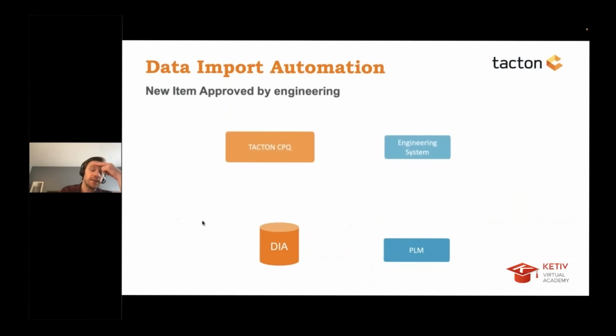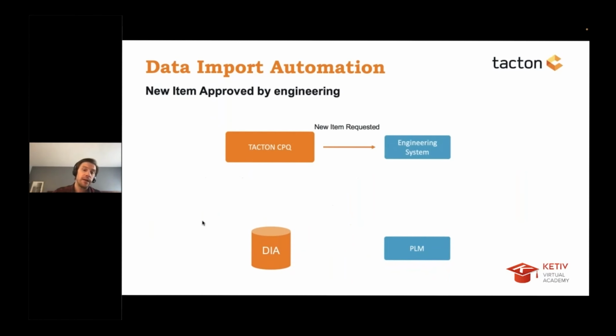Another application that I've got a question about multiple times is, imagine now when we have the ETO scenario, we have someone creating a configuration within Tacton CPQ and requesting an engineer to approve some data. And the approval request will go over to the engineering system. Someone will start looking at this, do all these feasibility studies, and come back with an item approved.